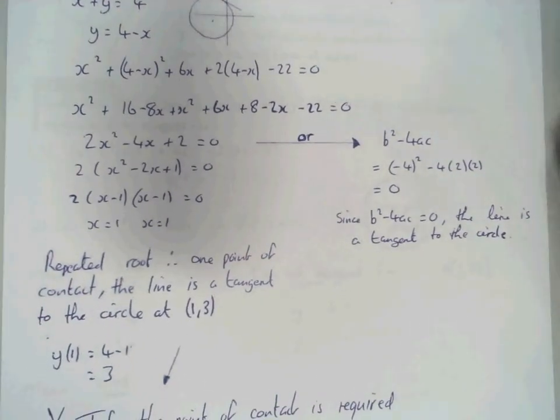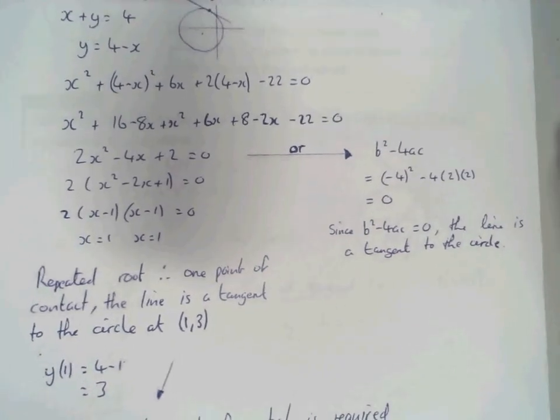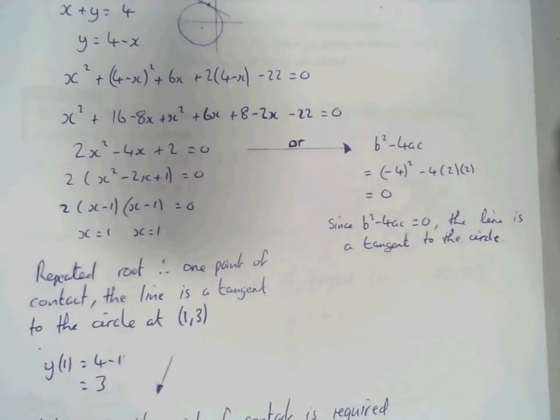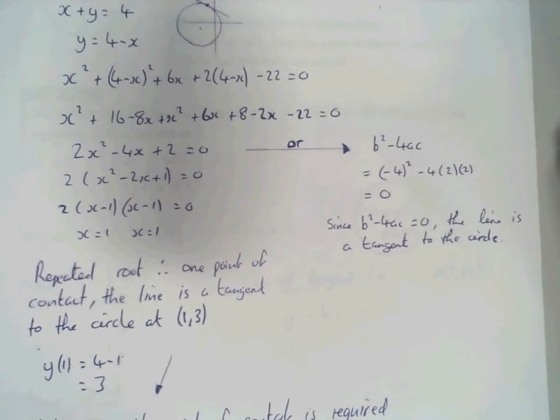Personally, I would just do it this way all the time, unless we get something that is really, really tricky to factorize. So we've gone down to this point, take out a common factor.